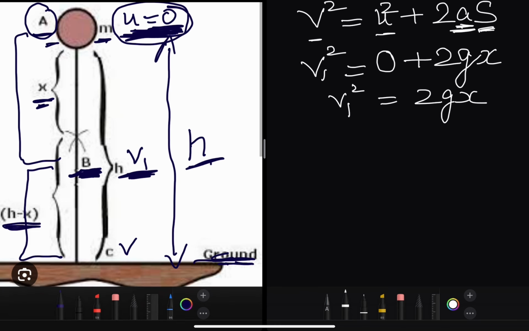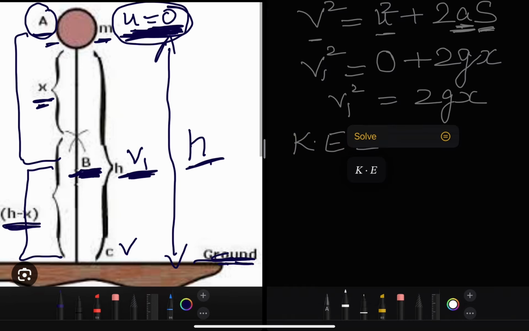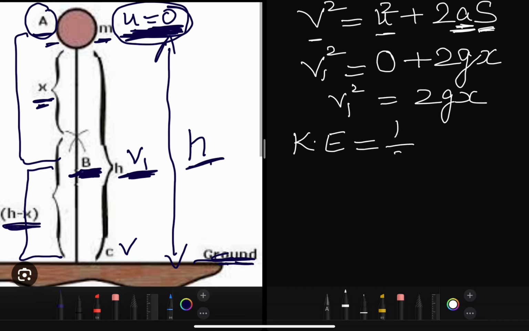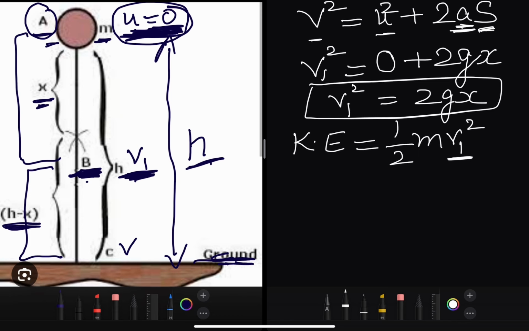Okay, so kinetic energy is, I told you, energy possessed by a body when it is in which state? It is in the state of motion. Clear? So kinetic energy formula is what? Half mv square. But children, at point B, what is velocity? V1. So can I simply write here half mv1 square? Yes, because velocity at point B is V1. So now what is V1 square? This we have already calculated. What is V1 square? Half m into 2gx.